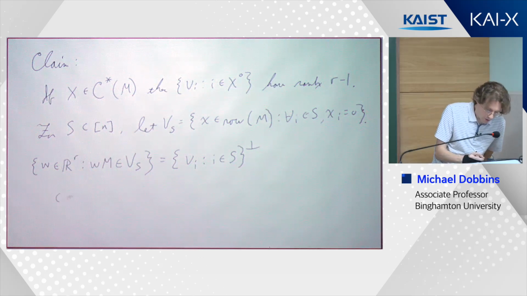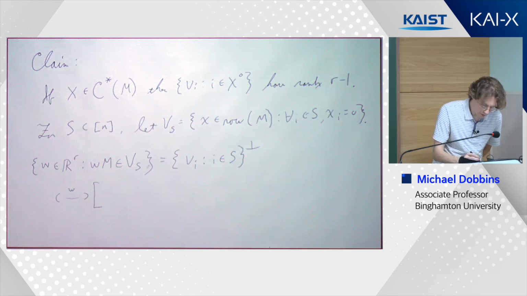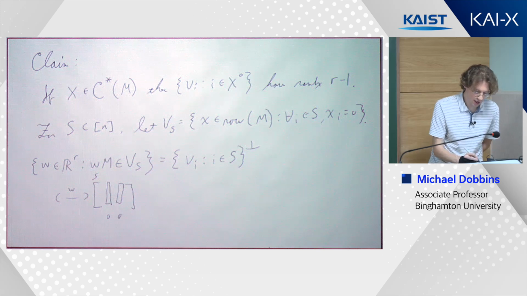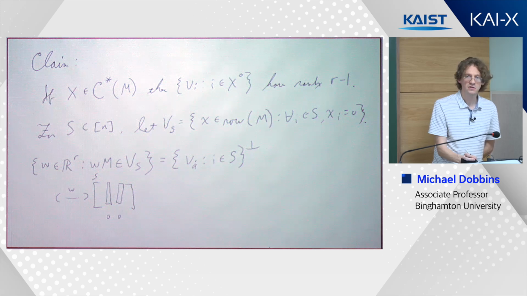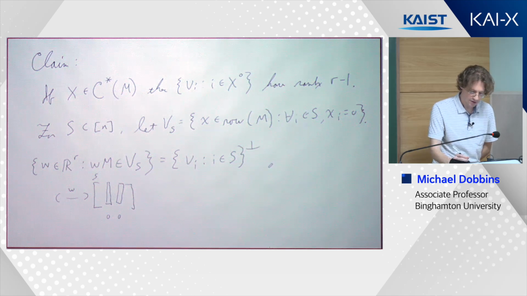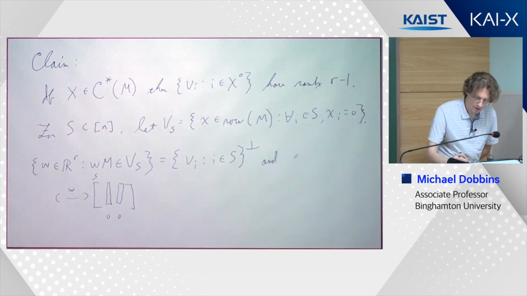So why is that? I have here some vector W, and I'm multiplying on the right by some matrix, and I pick out certain columns that are in S, right? And I'm getting 0 at those particular columns, and it means that the dot product of W with those particular v_i's is 0. And also, M has full rank.